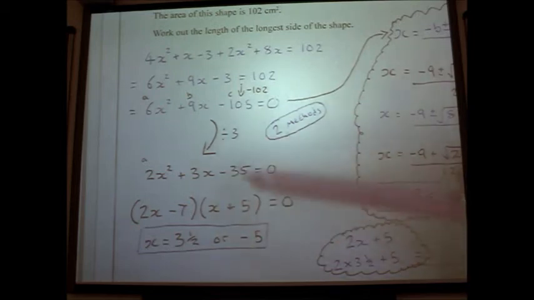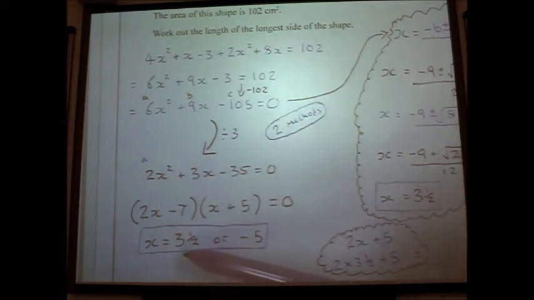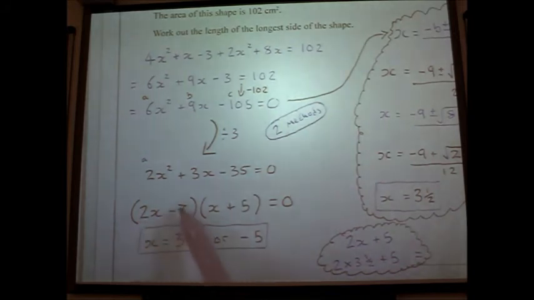When you get to this stage, some of you, if you can factorise a quadratic with a coefficient of x squared, can factorise it into this, so then work out that x is either 3.5, because you want one of these brackets to be 0. So if x is 3.5, two lots of 3.5 is 7, 7 take 7 is 0, or x is minus 5. It actually turns out you only want x to be 3.5, because the length can't be negative.